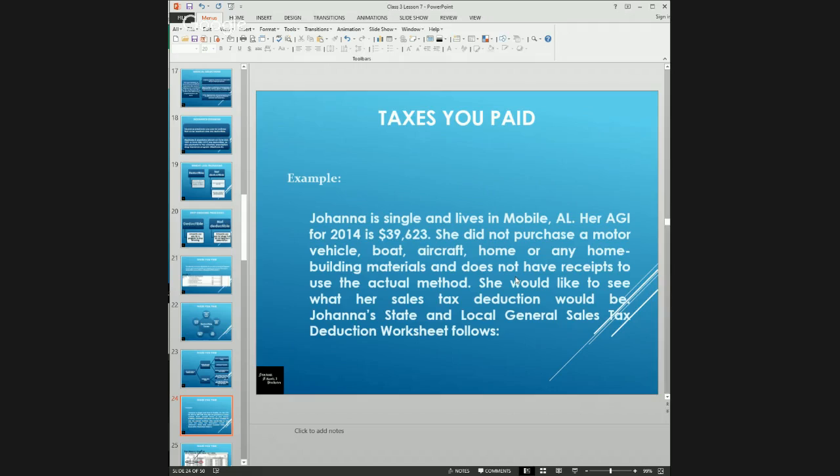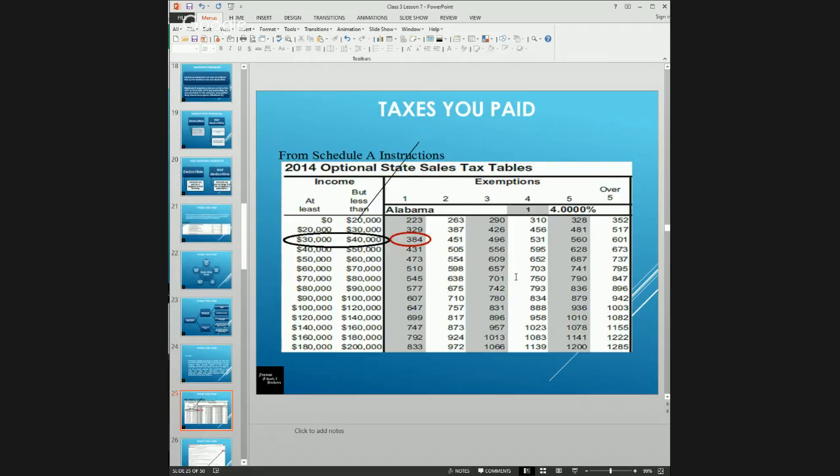So here we have Joanna, and she's single and lives in Mobile, Alabama. Her AGI for 2014 is $39,623. She did not make any major purchases like a motor vehicle, boat, or aircraft, or any significant home building materials. And she doesn't have receipts to use the actual method. So she wants to see what her sales tax deduction would be. In Joanna's state, using the local sales tax deduction worksheet, you would see as follows.